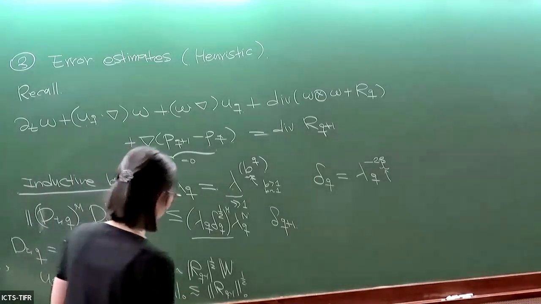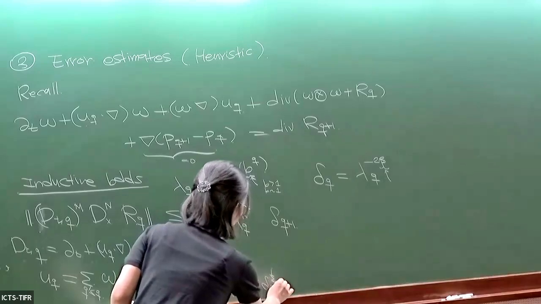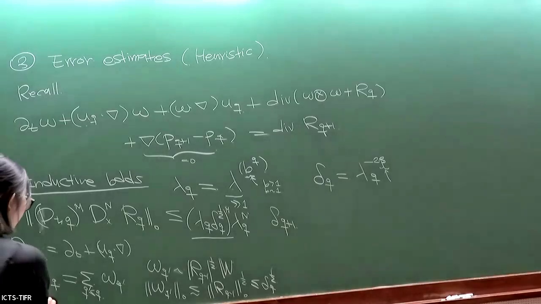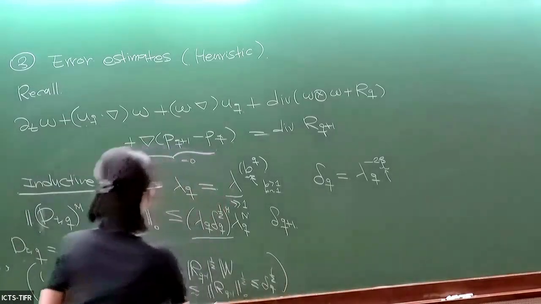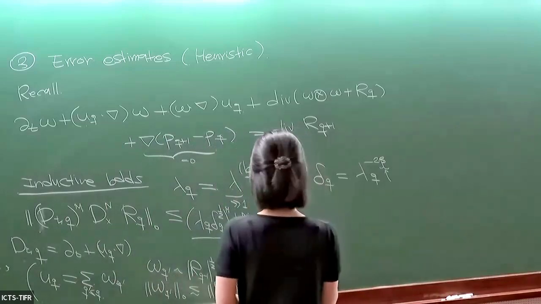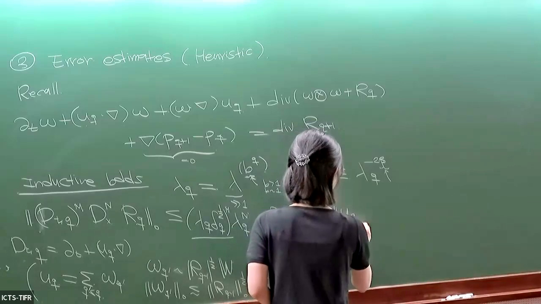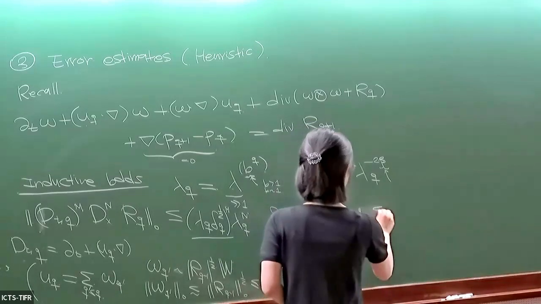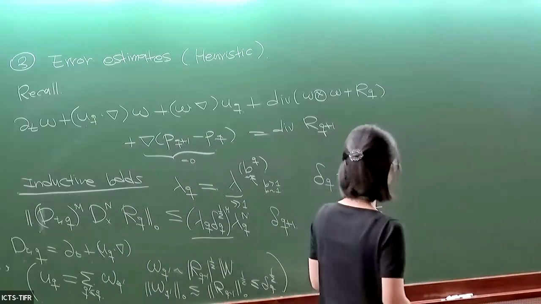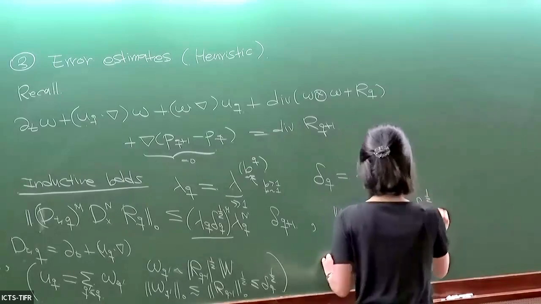So which will be the size delta Q raised to the power 1. Okay. So based on this motivation, one can introduce the inductive bound for the velocity in the following way. So for UQ, since this number is decreasing as Q goes to infinity, one can simply put the following way.